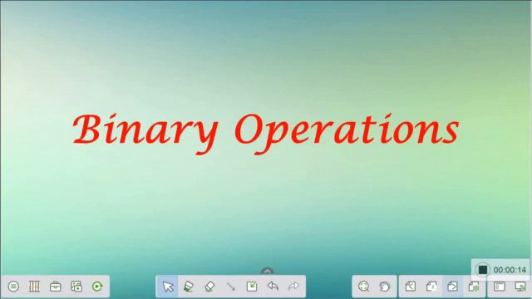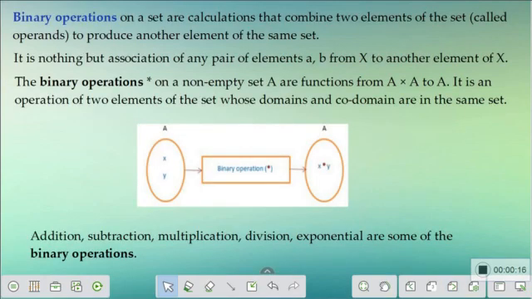What are binary operations? Binary operations on a set are calculations that combine two elements of the set to produce another element of the same set. So binary operation is nothing but an operation that is performed on a set. Now, to do a binary operation, we need only two elements, because I hope you know the meaning of binary. When you mean binary, it is nothing but 0 and 1, and you have only two numbers in it.